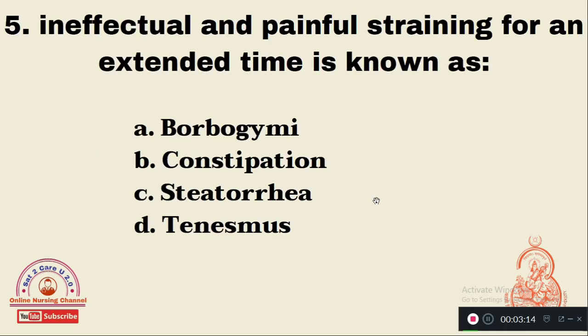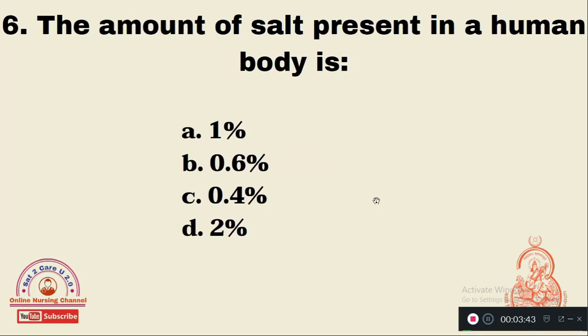Question number 5. Ineffectual and painful straining for an extended time is known as option A, borborygmi, option B, constipation, option C, steatorrhea, and D, tenesmus. The right answer, option D, tenesmus.